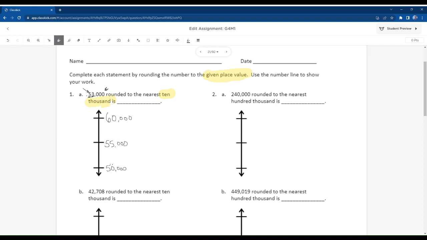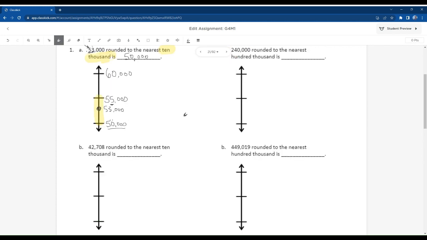So I need to identify where 53,000 would be on this number line. Again, if it's below this halfway number, we're going to round down to 50,000. And if it's above, then we would round up to 60,000. If I look at this 3 in the thousands place, 3,000 is going to be less than this 5 in the thousands of my halfway number. So we're probably somewhere around here. This would be where 53,000 goes. So since I'm below this halfway number, I would round down to 50,000. So 53,000 rounded to the nearest 10,000 is 50,000.